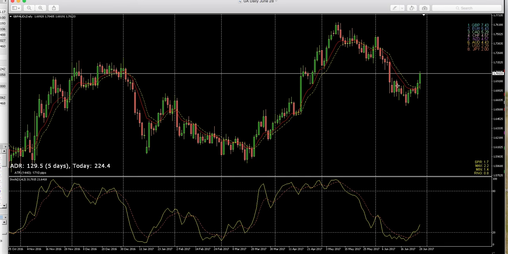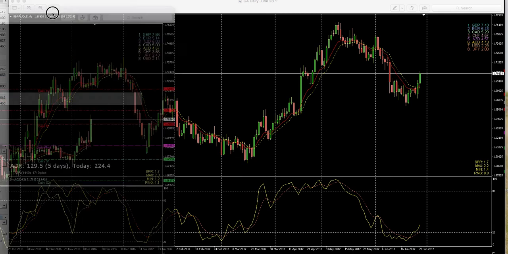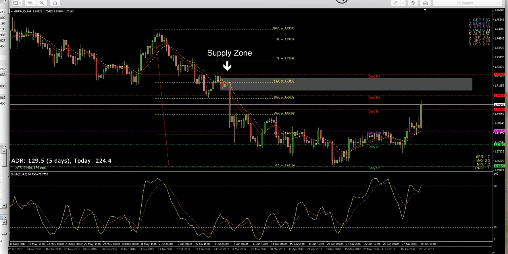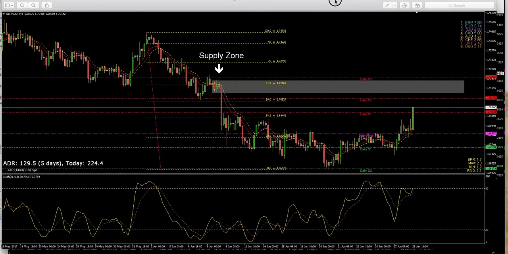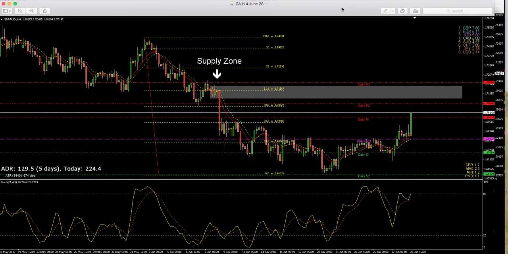Now, let me get to the next chart, which is a 4-hour chart. Okay, here we go. So this is, as I said, the 4-hour chart of the pound Aussie, and on this I've drawn in some interesting levels.